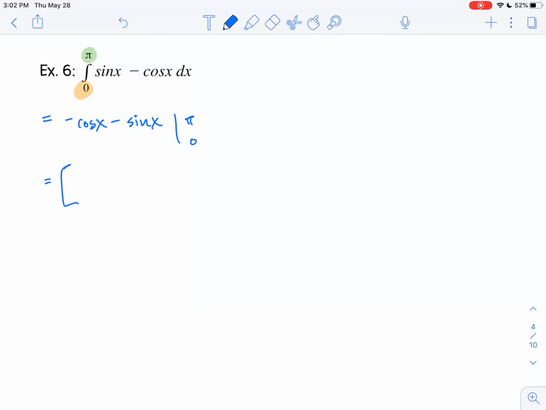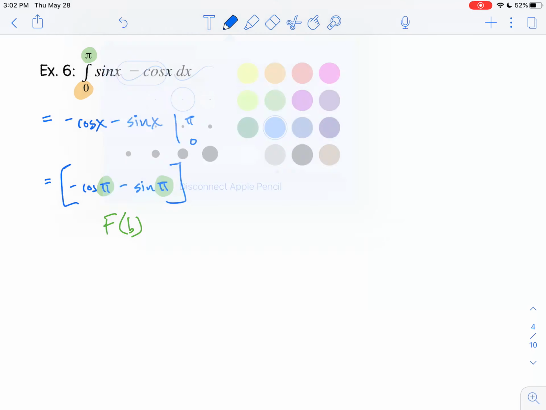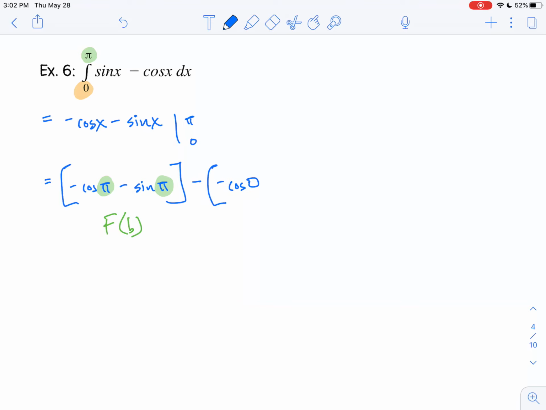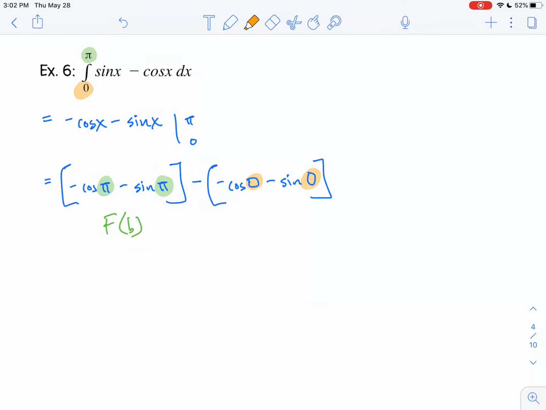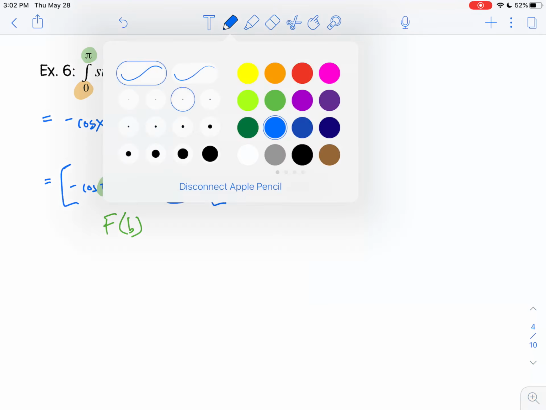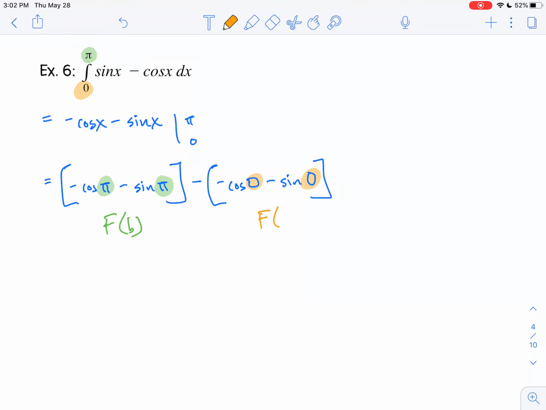So let's plug in the pi first. Negative cosine pi minus sine pi. That is my plugging in the b, or we can say this is f of b, minus negative cosine of 0 minus sine of 0, and that is when we plug in our bottom bound, our a. So we can call this f of a.